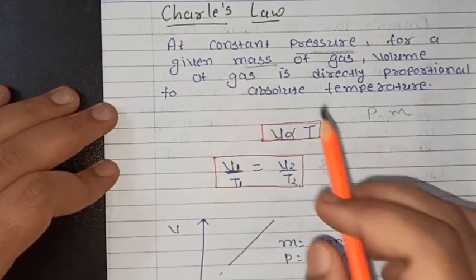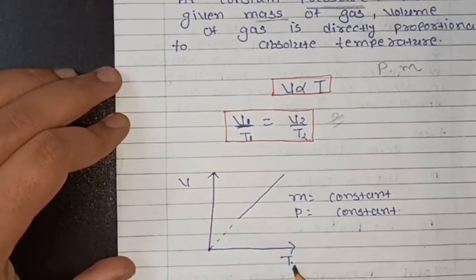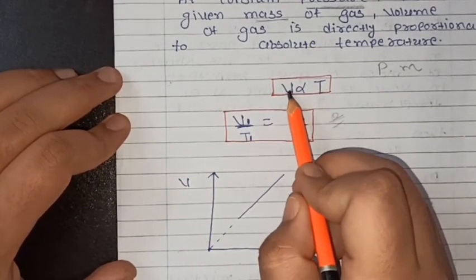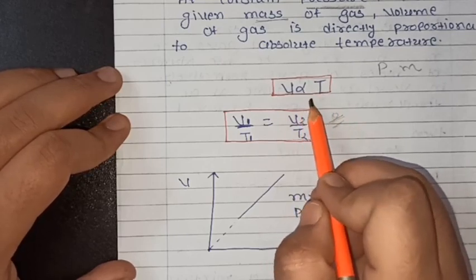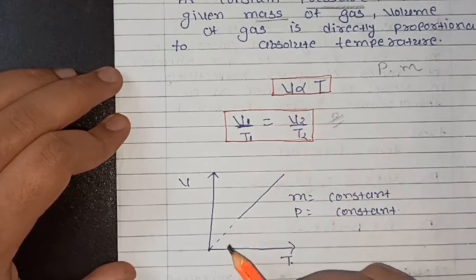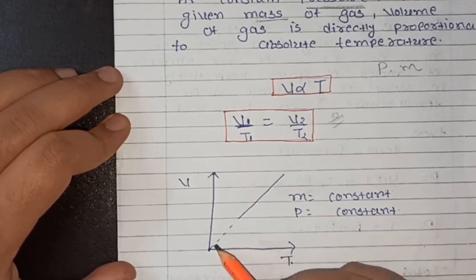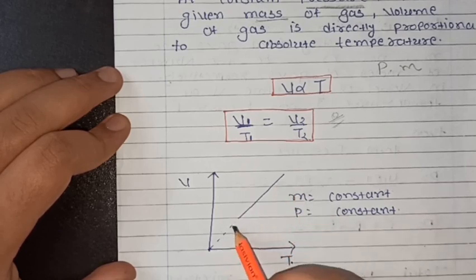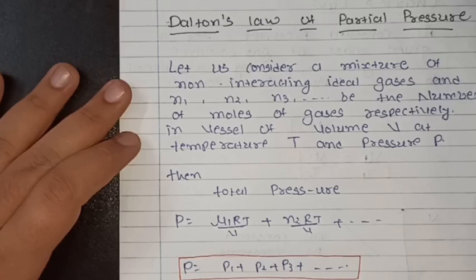In Charles' case, if we draw the graph of volume versus temperature, here it is given that volume is directly proportional to temperature, and whenever two quantities are directly proportional, their graph is a straight line. So the graph of volume and temperature will be a straight line passing through the origin at absolute zero temperature, at constant mass and constant pressure.